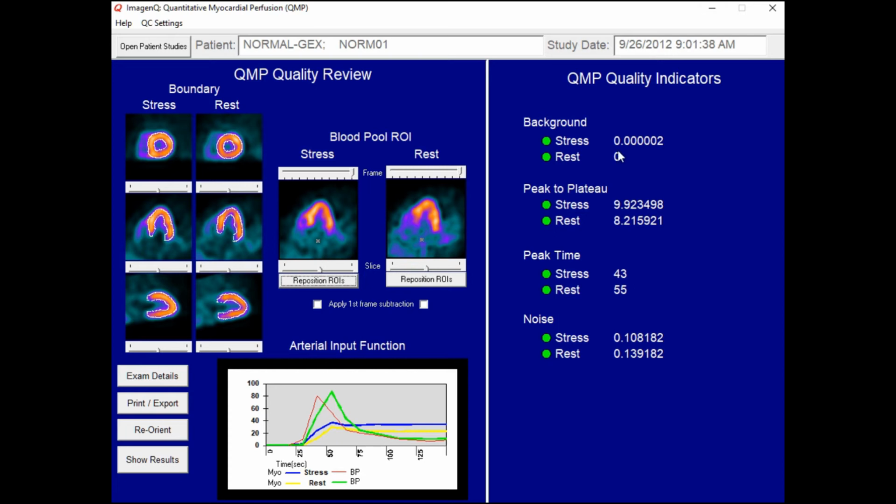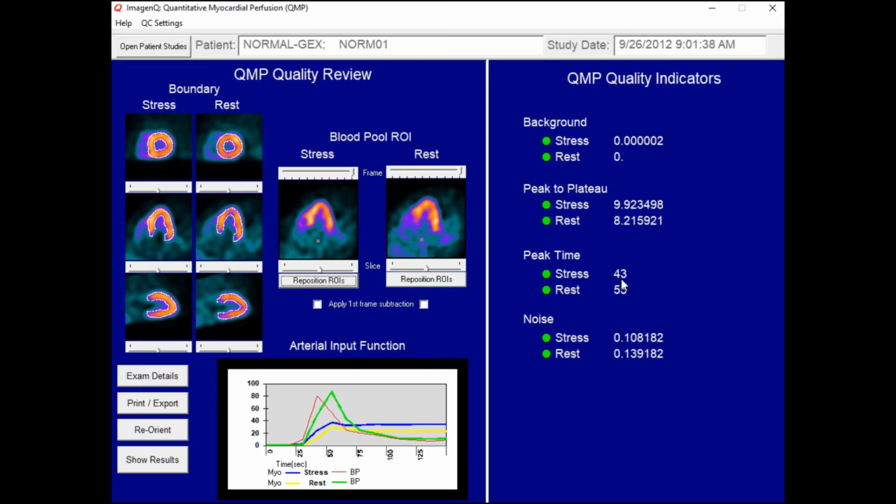And then we can look at our indicator lights, verifying that the background had few or no counts within it, the peak to plateau is greater than 6, the peak time is between 25 and 75 seconds, and lastly, that the noise is less than 0.25.